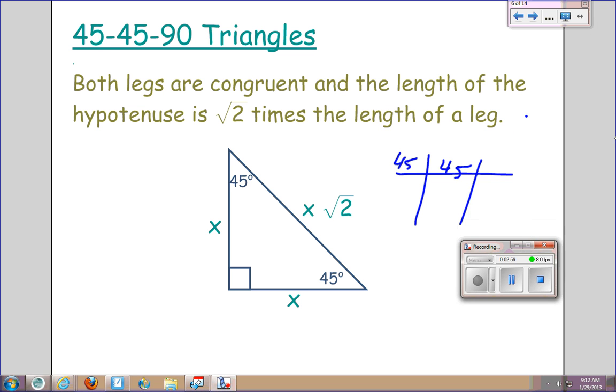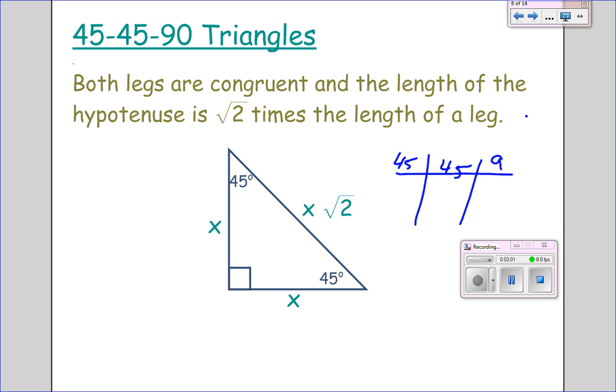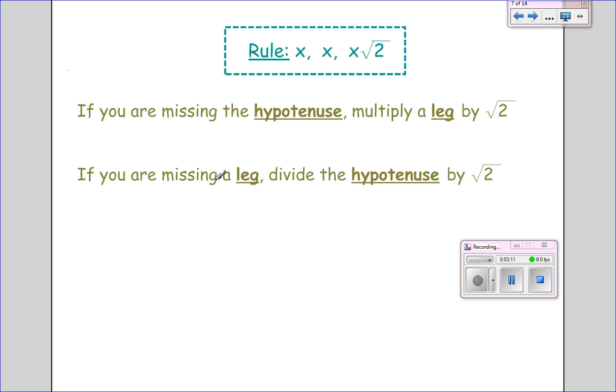So we got 45, 45, and the other angle, of course, is 90. The 45 side will be the x, and then we multiply by root 2. So go from 45 to 90, multiply by the square root of 2. So if you're missing the hypotenuse, multiply a leg by square root of 2. If you're missing a leg, divide the hypotenuse by square root of 2. So to go from the 45 to the 90, we multiply by root 2. And to go from the 90 to the 45, we divide by the square root of 2.